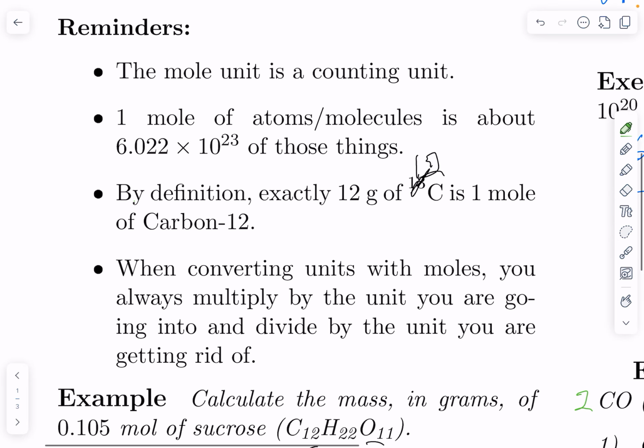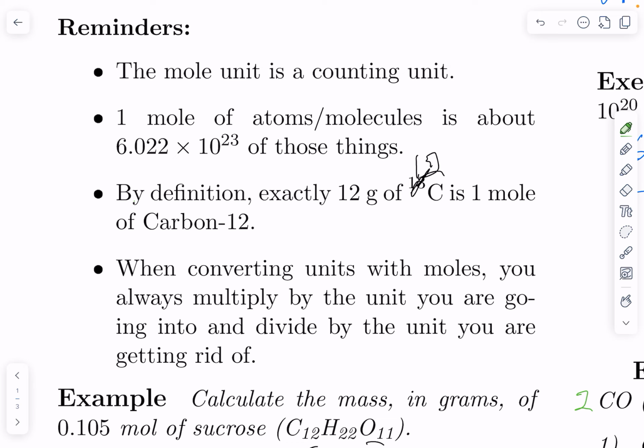Okay, so first, a few reminders. The mole unit is a counting unit. Other examples of counting units would be a pair, 2 things, a dozen, 12 things, a gross, 144 things. Those are all a number of things. It makes it easier for us to count things. So in this case, a mole is 6.022 times 10 to the 23rd of whatever those things are.